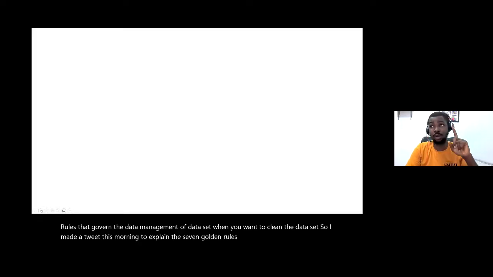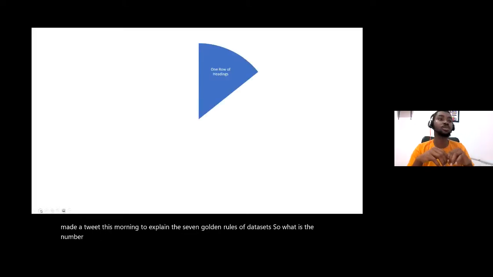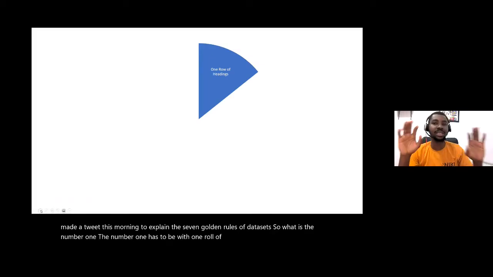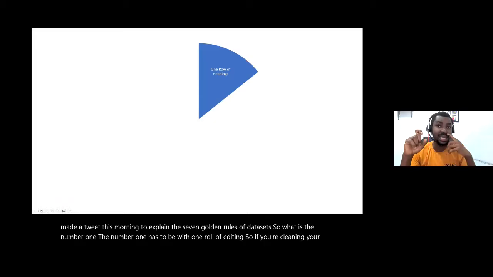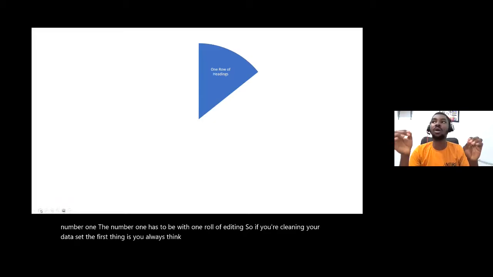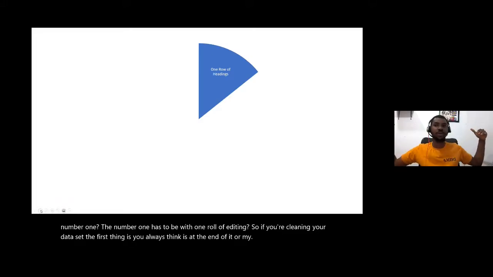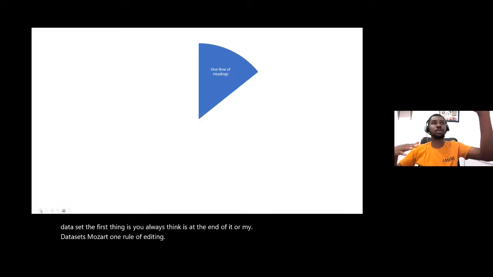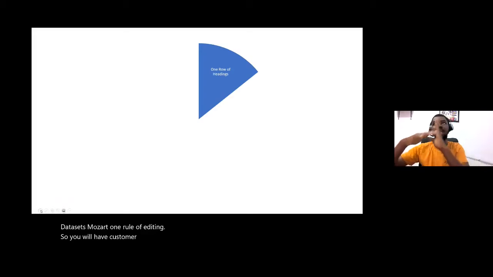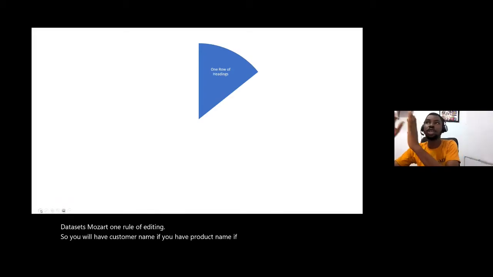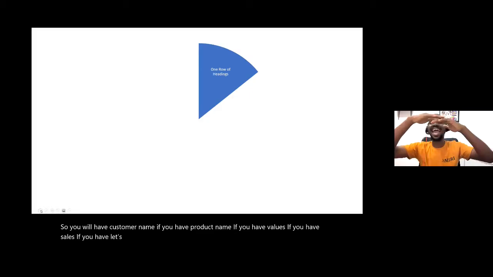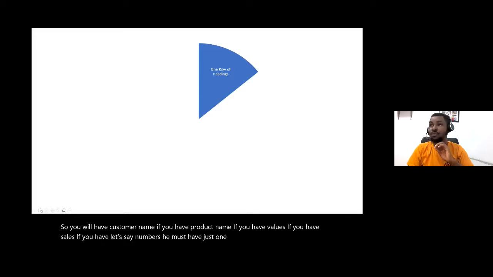So what is the number one? The number one has to do with one row of heading. So if you're cleaning your data set, the first thing you should always think is, at the end of it all, my data set must have one row of heading. So if you have customer name, product name, values, sales, let's say numbers, it must have just one row of heading. It's a must.